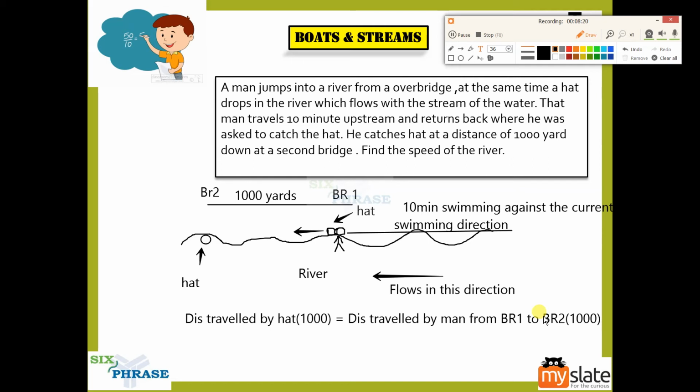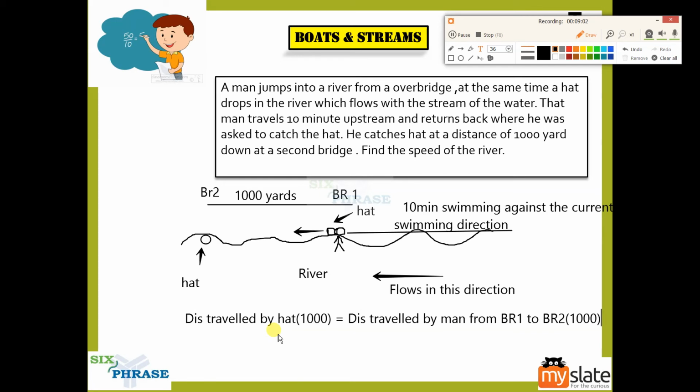So you know the formula for distance. What is the formula for distance, case? Speed into time. Yes. Now, what is the speed? First, we'll do speed and time for the hat, and then we'll do speed and time for the man, from bridge 1 to bridge 2. Now, what is the speed and time for the hat? The speed of the hat is the speed at which the hat moves. See, the hat doesn't have any force. Yes, the man is swimming, so he is applying some force. Force meaning speed. Force and speed are the same thing here.